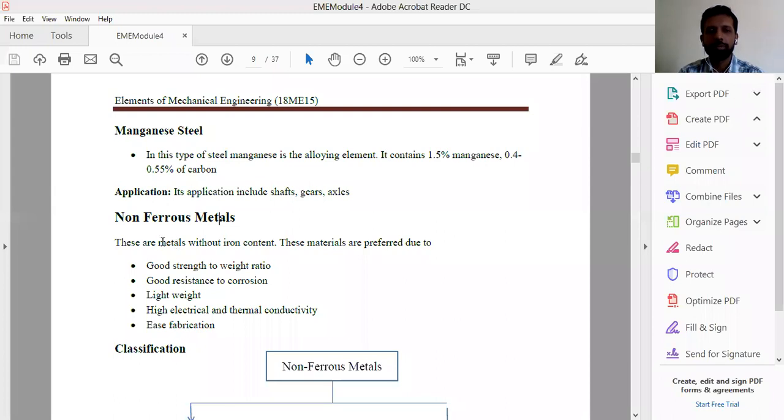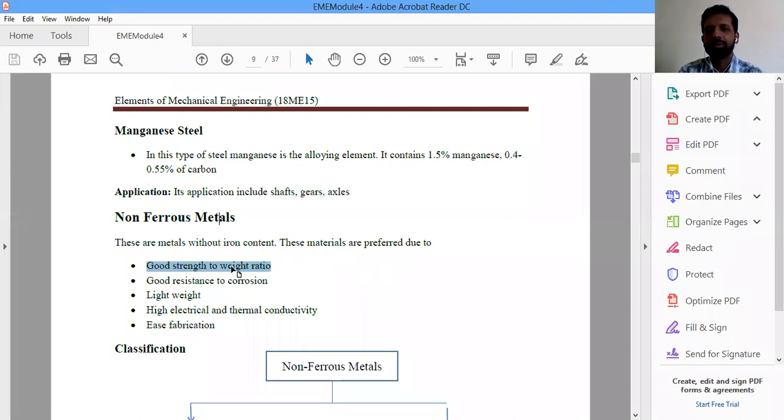The non-ferrous metals, if we look at them, generally have a good strength to weight ratio, good resistance to corrosion, and are light in weight, okay, right? Strength to weight ratio is nothing but the density that we can assume. So even if I have 1 kg of metal, its strength is very high when compared to iron also, we can say, right?